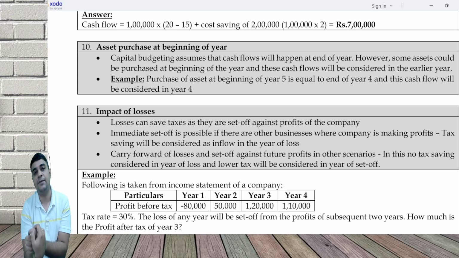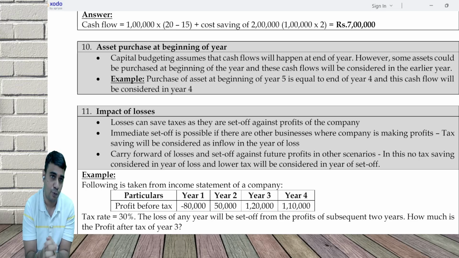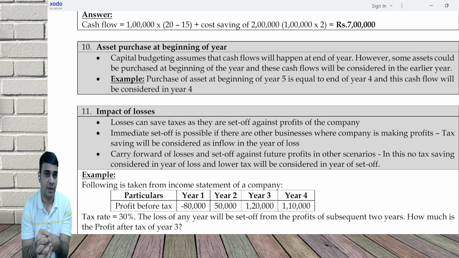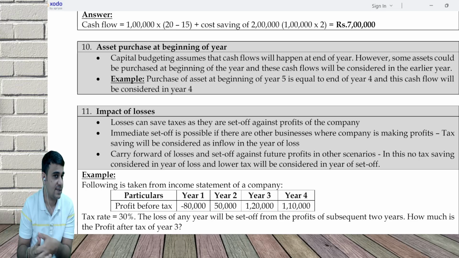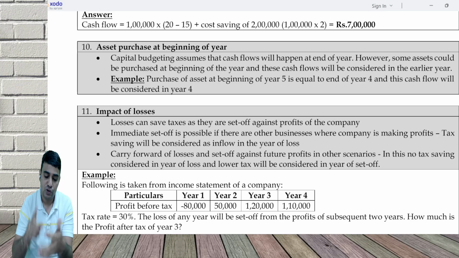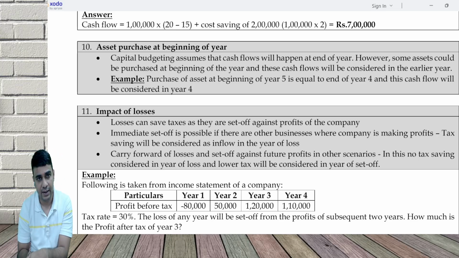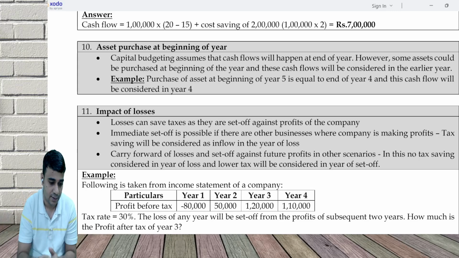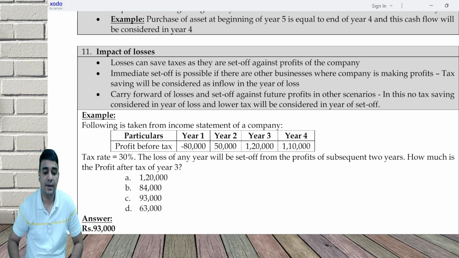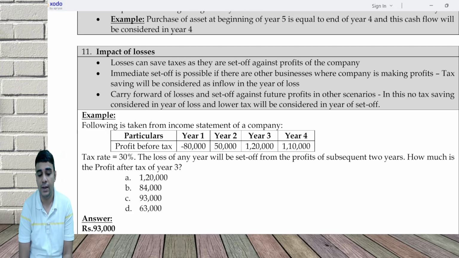Now, this tax saving can be in multiple ways. First approach, all businesses are loss making. No tax saving immediately, but maybe carry forward to the future and save tax in the future. So either you can get immediate tax saving, or tax saving later, or you get nothing. Example, PBT first year negative 80, year 2 50, year 3 120, year 4 110.